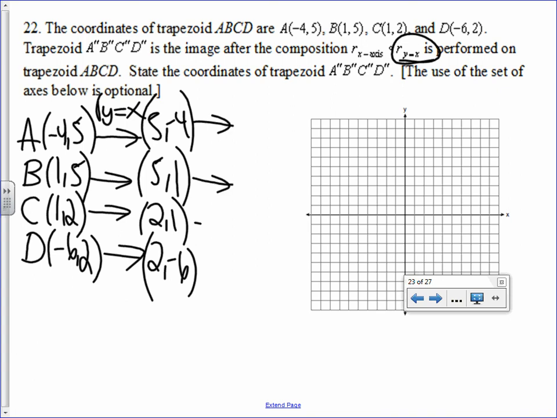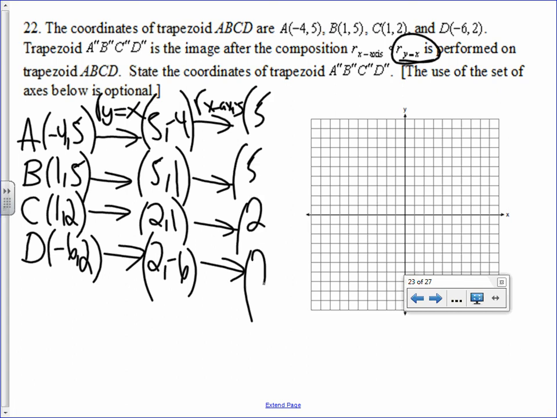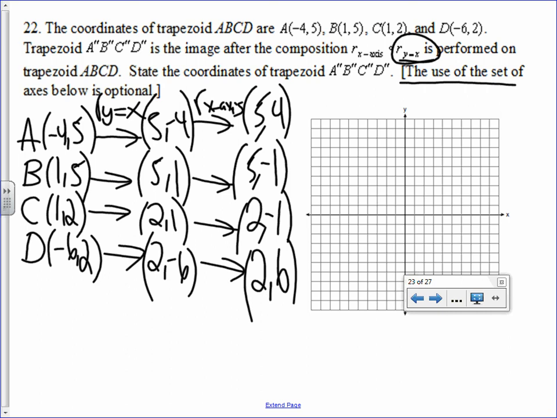Now I take the new points and I reflect them in the x-axis. Keep the axis you're reflecting over. Keep the x. Negate the y. Sometimes you have to graph it, sometimes you don't. In this case, it just says to state the coordinates. It's not asking me to actually graph it. So this is A double prime, B double prime, C double prime, and D double prime.